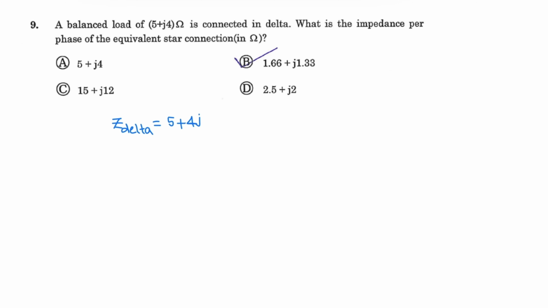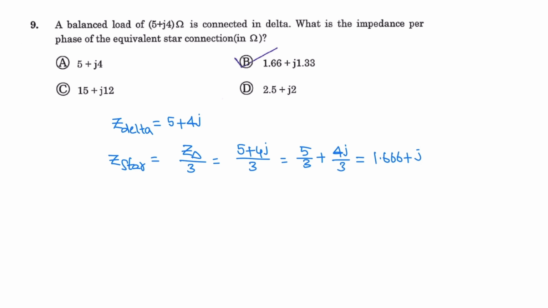Therefore, Z star is equal to Z delta by 3. So 5 plus 4j by 3. So that is 5 by 3 plus 4j by 3. So 5 by 3 is 1.666 plus j into 1.333 ohms. So correct option is B.